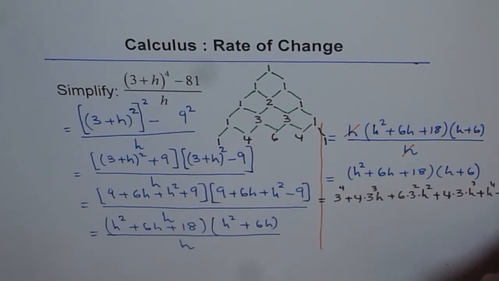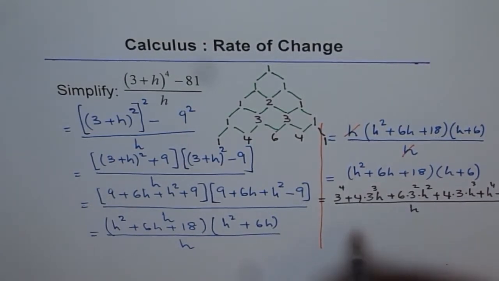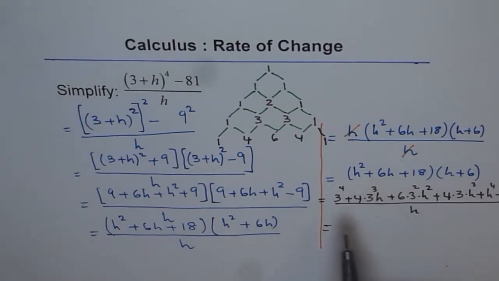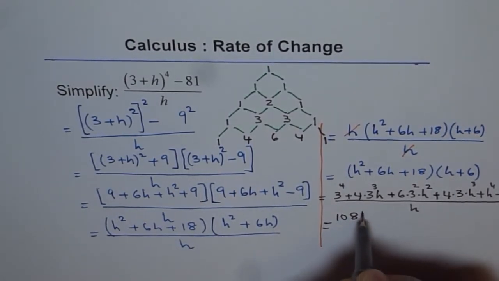Minus 81 was this thing, divided by h. And now we can simplify this, correct? Now, 3 to the power of 4 is 81. So that becomes 0, right? So we are left with 4 times 3 cube. 3 cube is 27, right? So 4 times 27, which gives us 108. So I'm multiplying this and I'm writing 108 h.